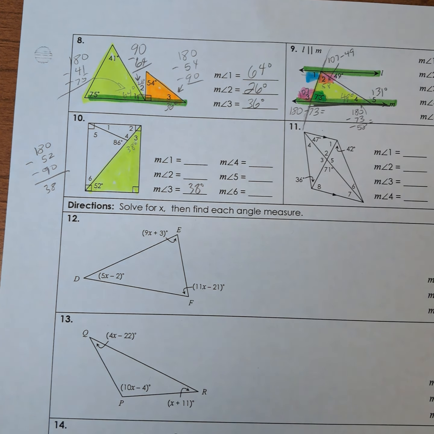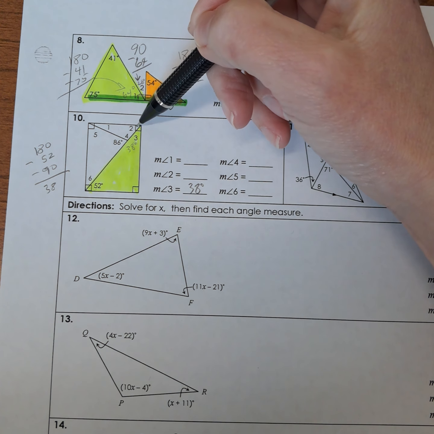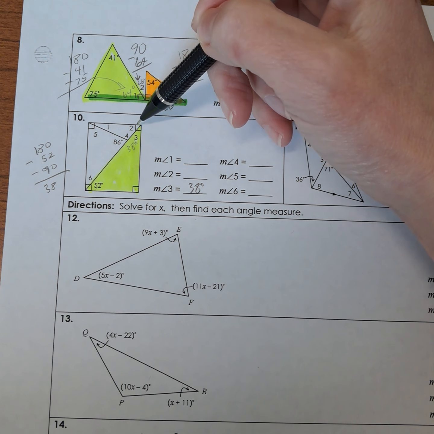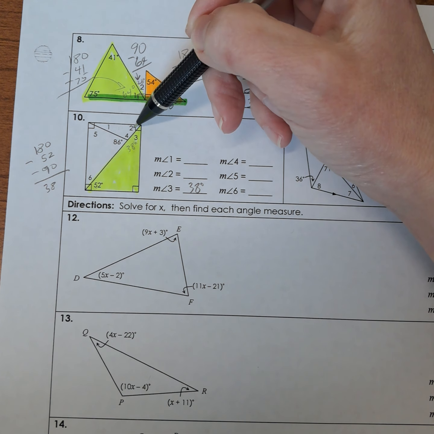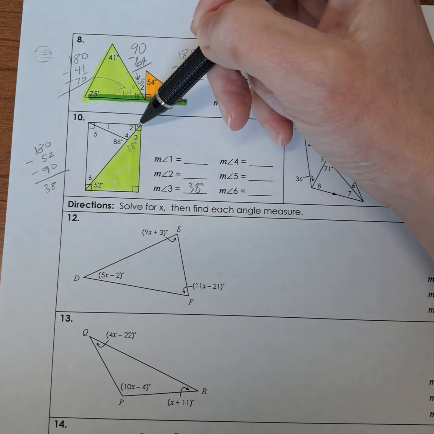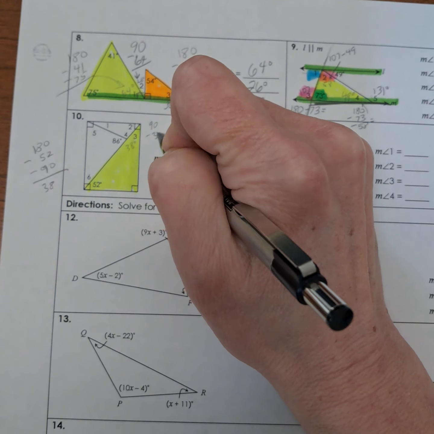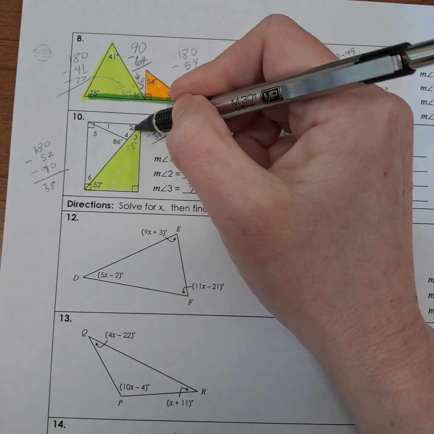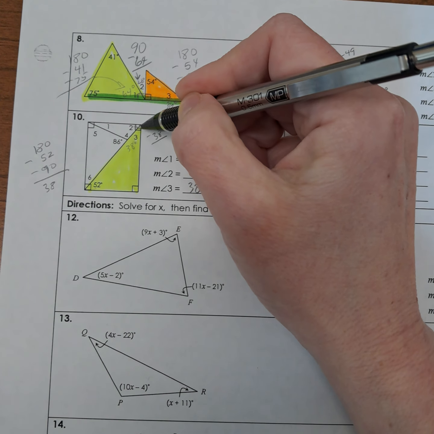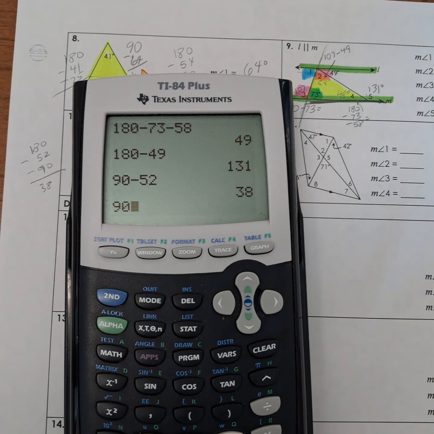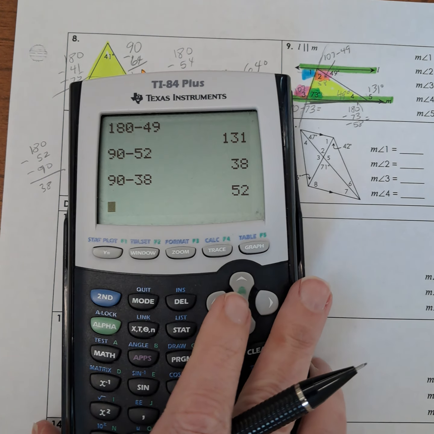Okay, how can that help me? Well, I notice now that I have a right angle with 2 and 3. That means angle 2 and angle 3 add up to be 90. So what number plus 38 makes 90? Let's do that. 90 minus 38. What number plus 38 makes that box right there? So 90 minus 38 is going to get me angle 2. 90 minus 38 is 52.